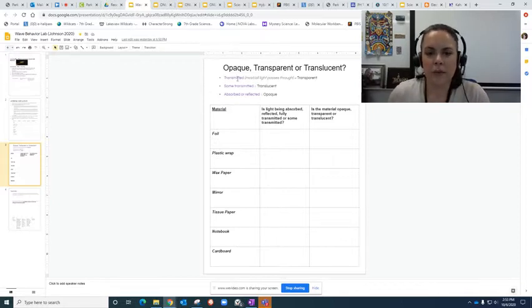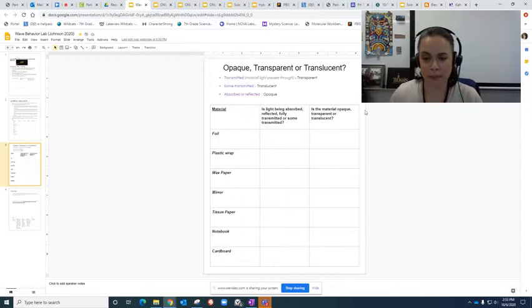So if we have a material where light is being transmitted, meaning that all or most of that light is passing through the material, we call that transparent. If some of the light is being transmitted, not all, not most of it, but some of it, then we call that material translucent. And if the light is completely absorbed or completely reflected, we call that material opaque.